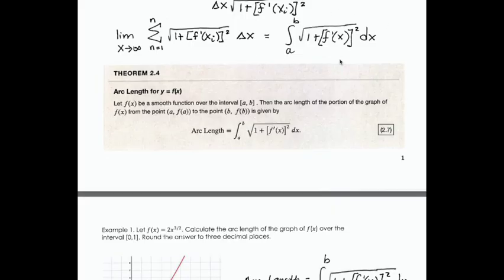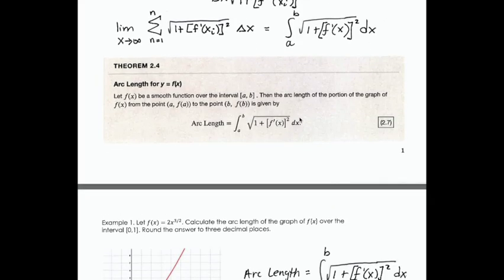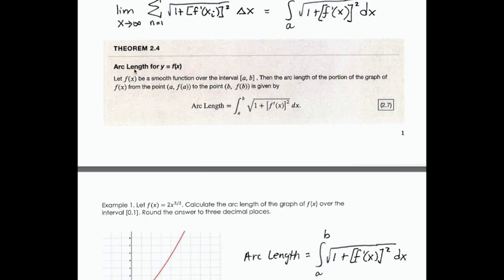So now that we've come up with this equation, let's define it officially. For the arc length of a function in terms of x, we're going to say let f of x be a smooth function, meaning there are no points or cusps or asymptotes. We want to look at the smooth function over an interval from a to b. The arc length of the portion of the graph from a to b is given by this equation.